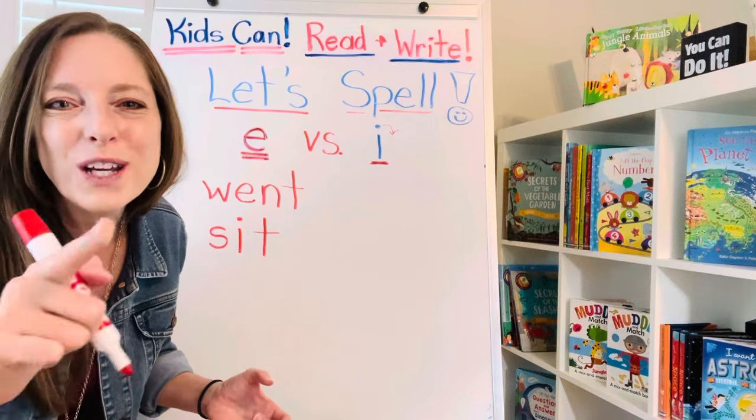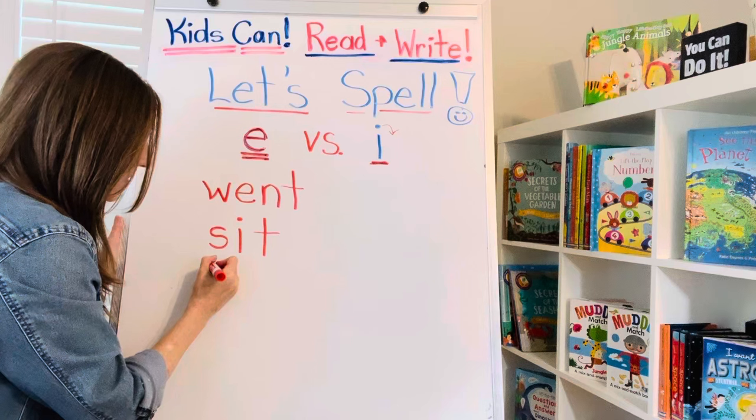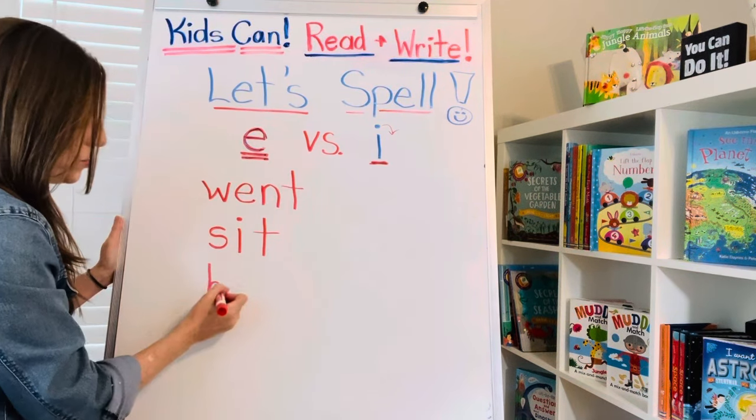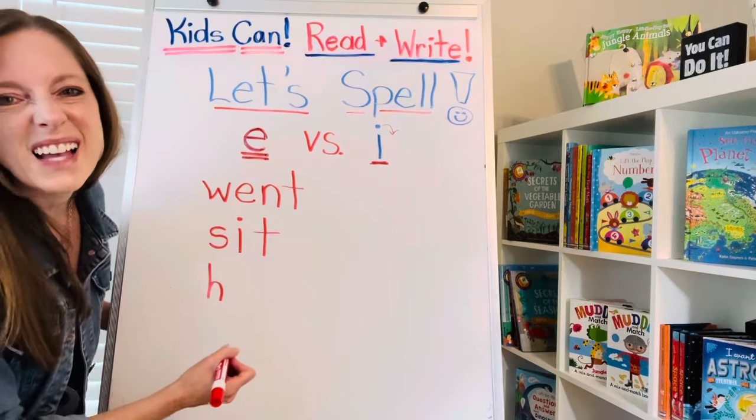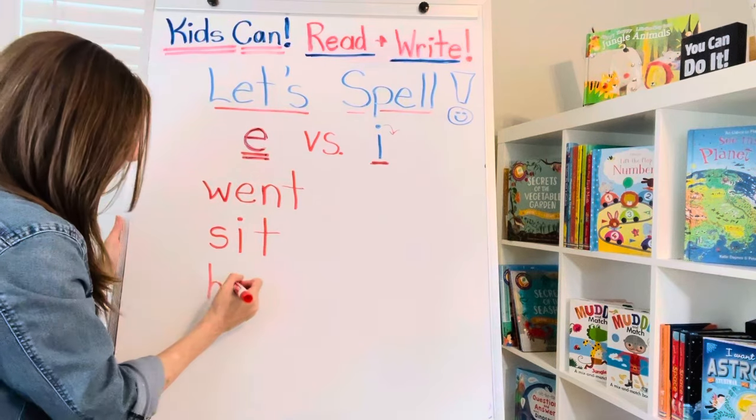H-I-D. See if you can spell it. All right, so when we sound it out, we have our huh. Nice, tall H, short hump. Huh. Eh, which letter is that? Eh, do you see my nose crinkled? Eh, that's the I.